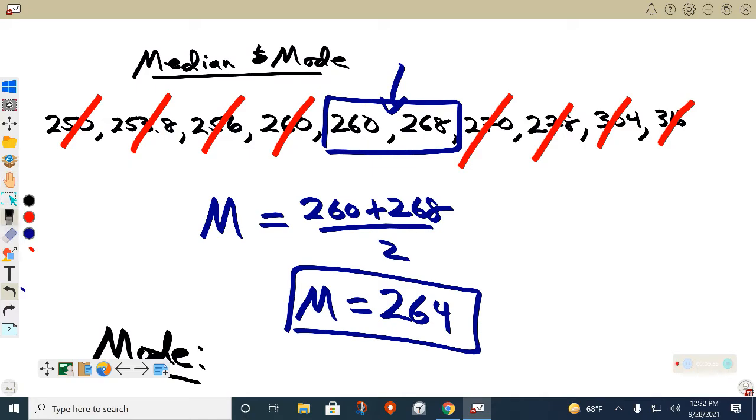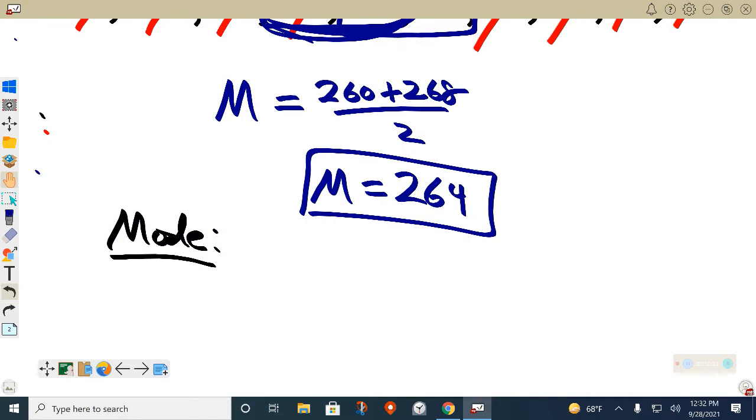260. Look at how 260 was realized by two cars right here. So the mode is the data value that occurred the most in the data. In this case, it's 260. So on your notes, put mode, 260. Now sometimes data doesn't have a mode. You'll just write no mode. Sometimes it has a mode, sometimes there is no mode. So we found the median is 264, the mode is 260. Two different ways of finding the center.